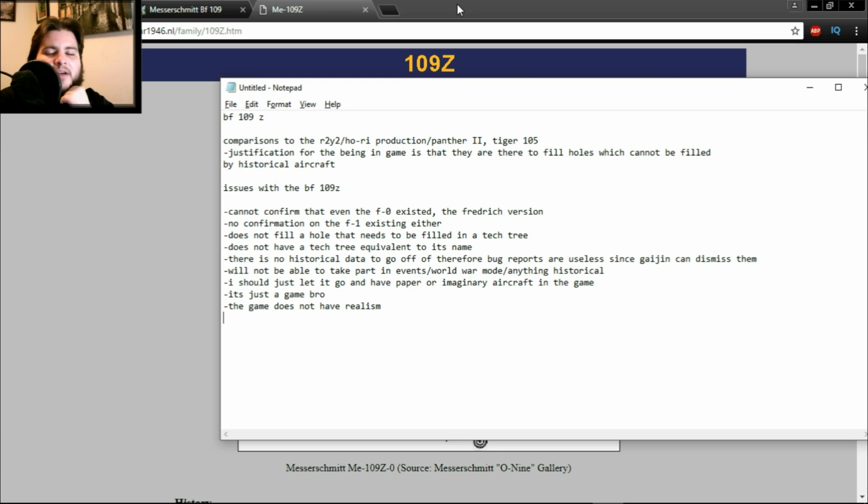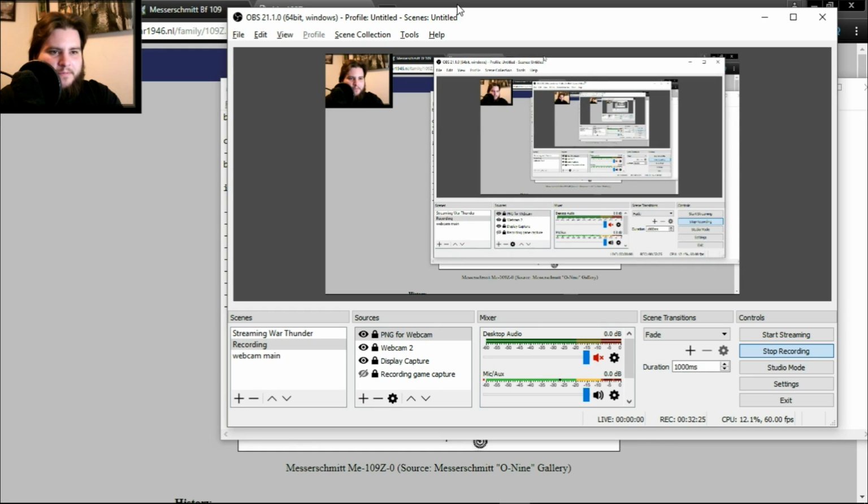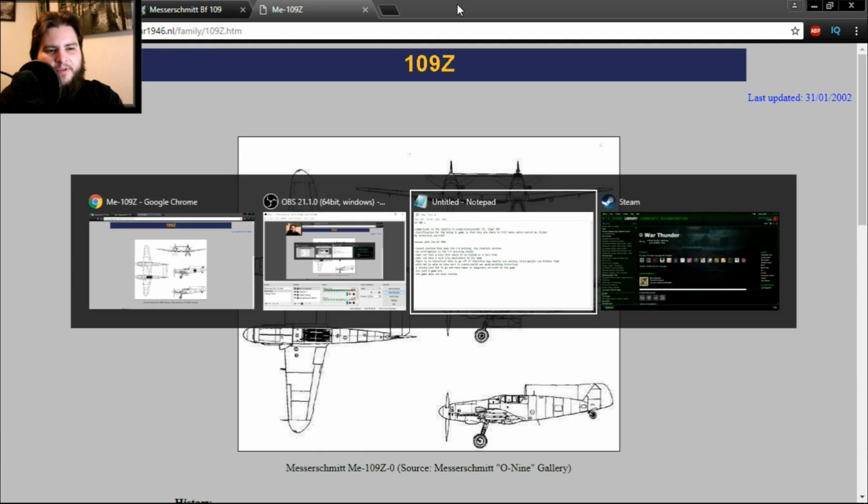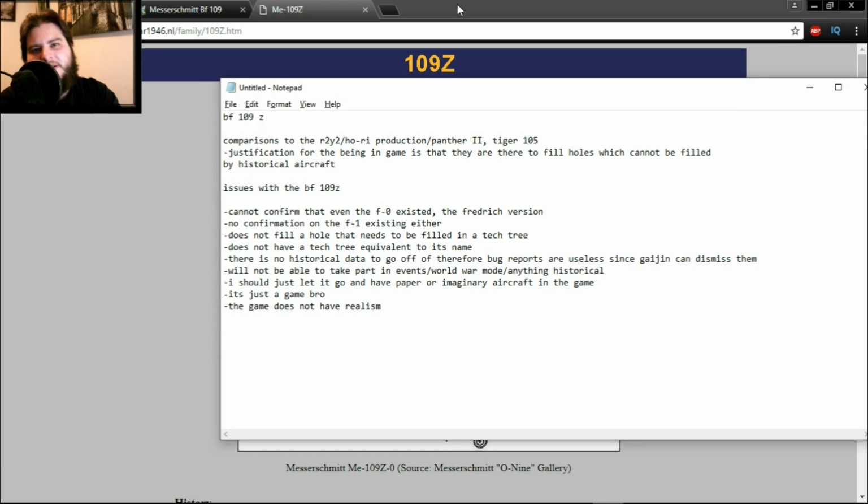The game does not have realism. Now, this is an interesting point, and it was brought up several times. And the question is, where do you draw the line? Now, for me, I draw the line for vehicles which have absolutely no data on them. There are many vehicles out there which I would personally not like to have in the game because we have no sources for them.